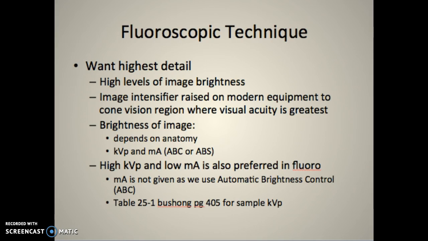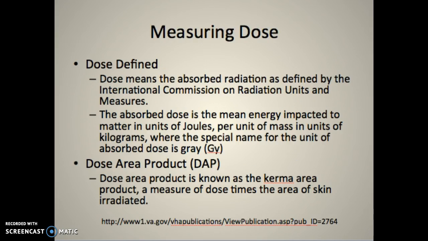Typically we set our kVp. Sometimes we even have variable kVp units also. With automatic brightness control, as we scan the body, it will automatically adjust to keep the brightness at the level that is preferred for our vision. In table 25.1 in Bushong, page 405 is a sample of the kVps that are recommended for use in fluoroscopic imaging. All right, we're going to go into dose now.